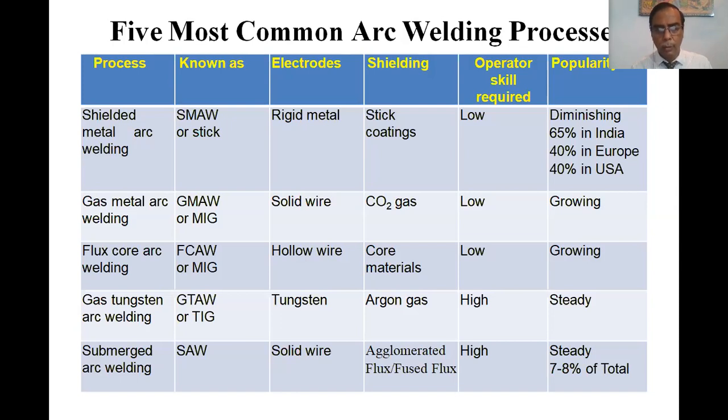Submerged arc welding, SAW, uses solid wire, and agglomerated flux or fused flux is used. Operator skill required is high, steady popularity, and of the total welding, 7 to 8% is done by SAW.